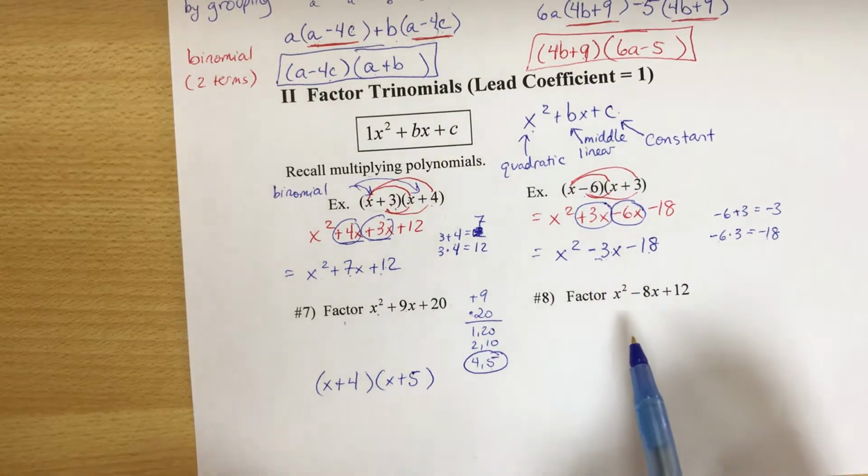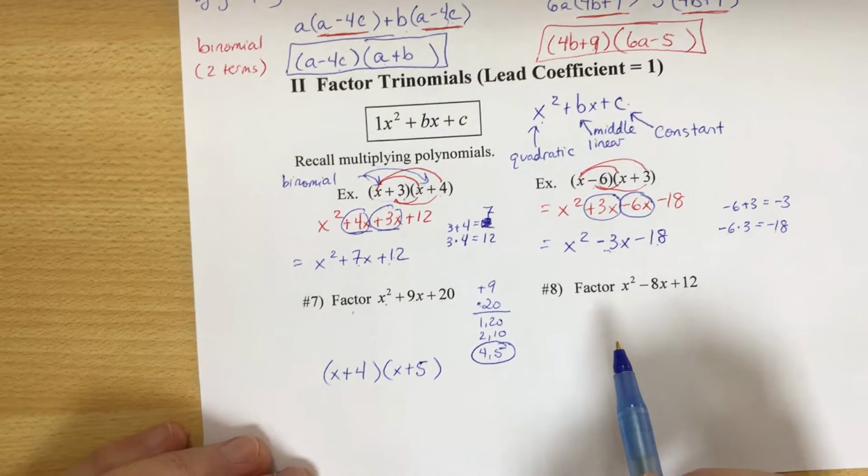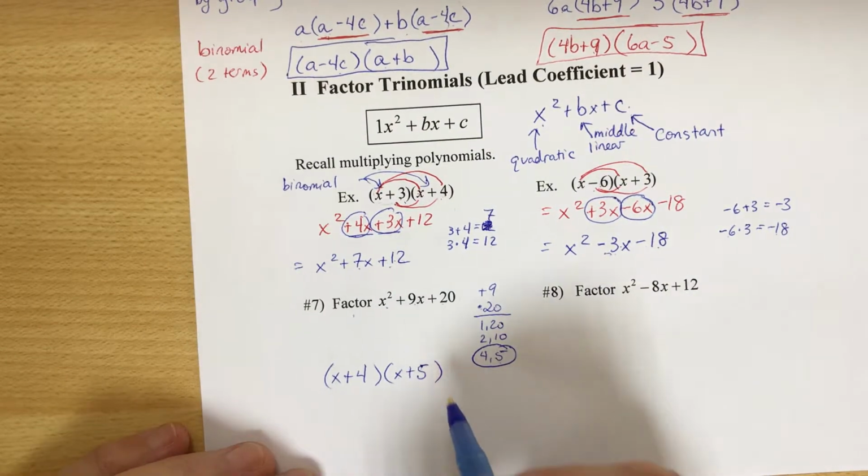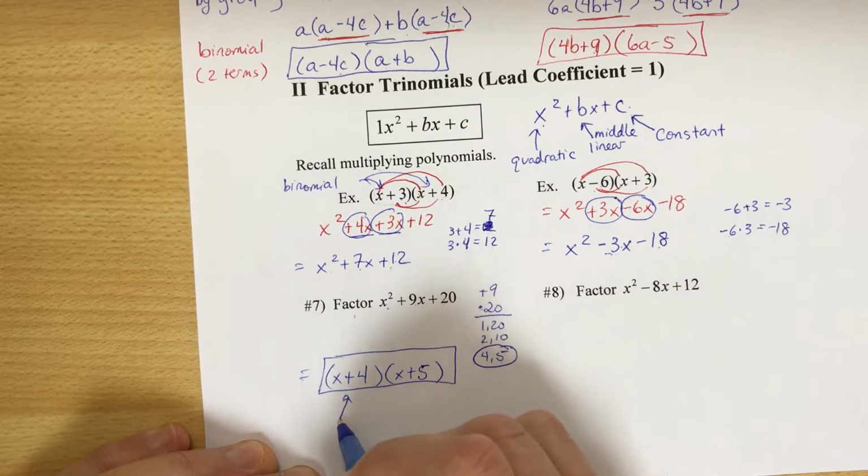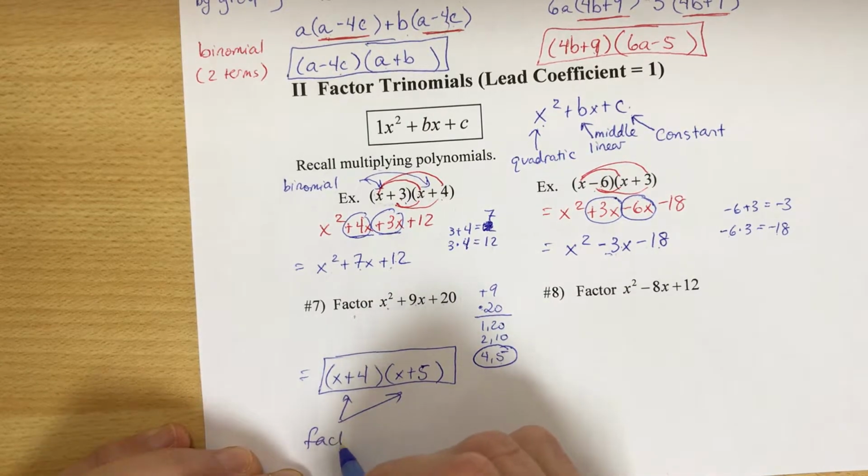So all we're doing is working backwards here. Factoring is the reverse of distributing. So the two factors are x plus 4 and x plus 5.